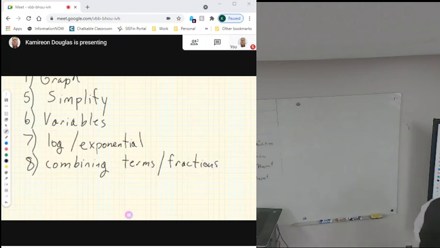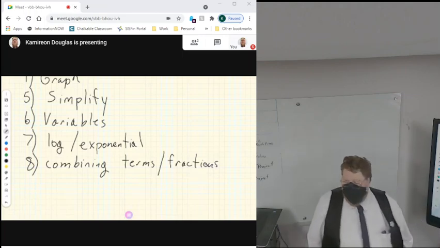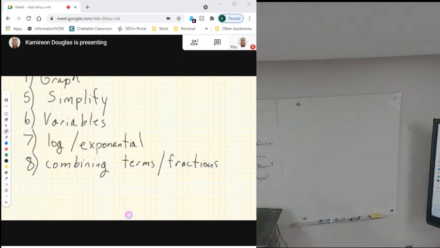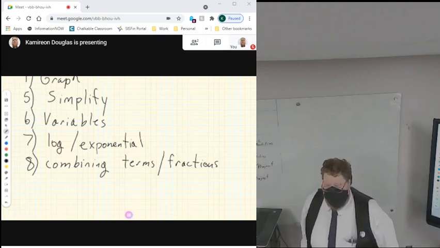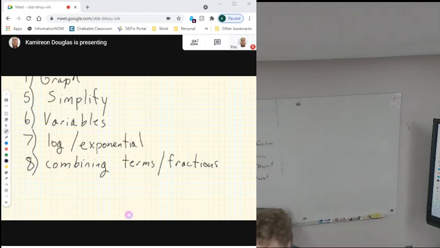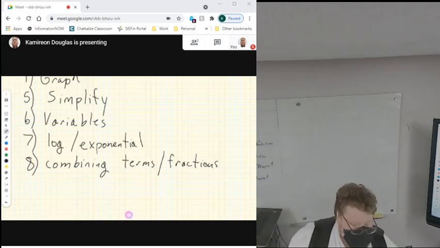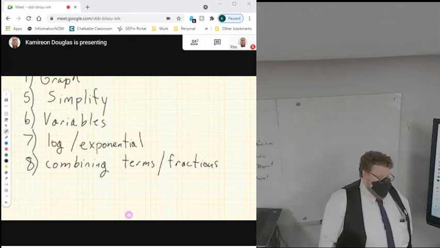A common one that we don't do nearly enough: combining like terms or combining fractions. When you're in elementary school, we talk a lot about combining terms and combining numbers. But as you get towards more algebra, this becomes less common, but we'll come back. Anything else we can think of?